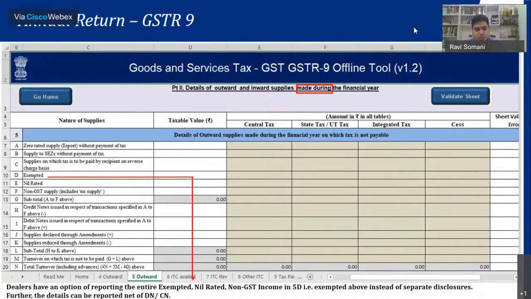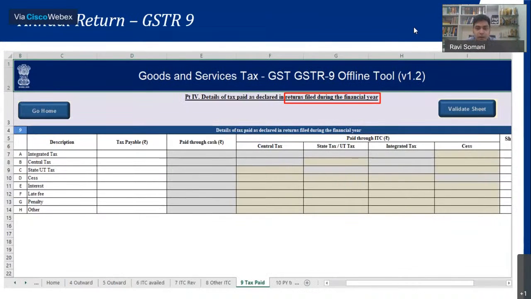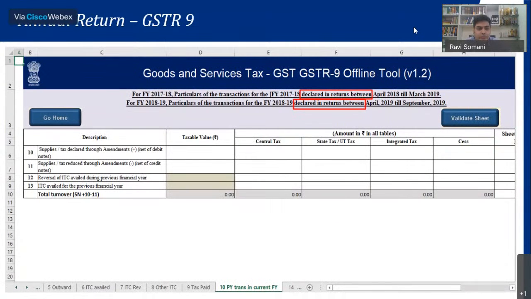Similarly, here also you can just put your entire details in exempted, net of credit notes. You need not put it in each and every column. Government told that at the time of audit they will ask you the details. This is table 10, table 11, where you will be putting the details of what has been declared in the subsequent financial year, say 19-20. Here they have used the words April 19 to September 19. I would go ahead and say that even if it is after September 19, if something is paid, we might as well disclose it here so that there is adequate disclosure.